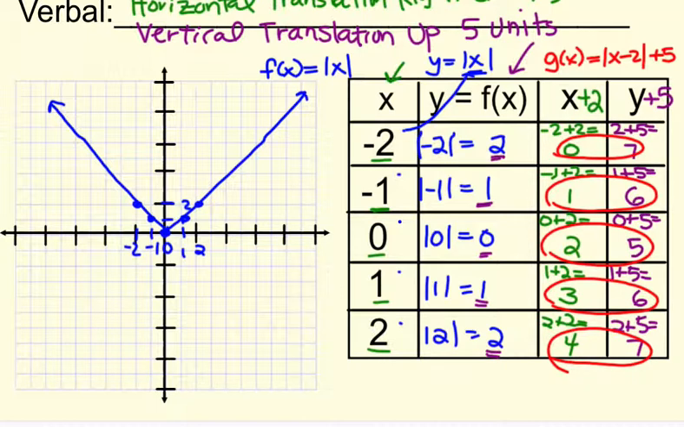We're going to go over 0, up 7, over 1, up 6, over 2, up 5, over 3, up 6, over 4, up 7. Here is our new function in red that identifies the g of x function with the 2 transformations. Notice it's moved 2 to the right and 5 up from the original blue parent function.